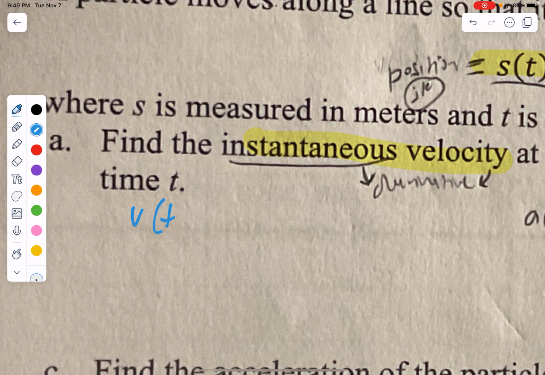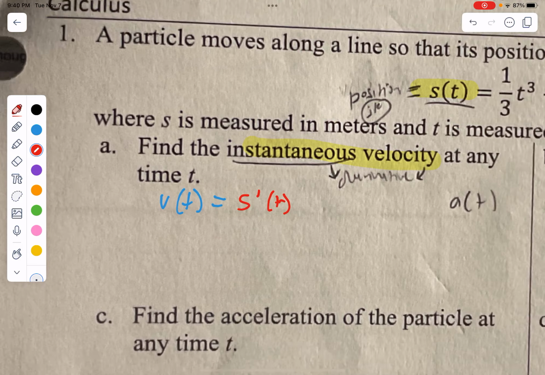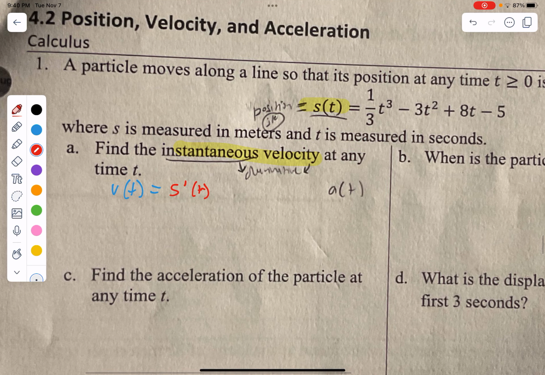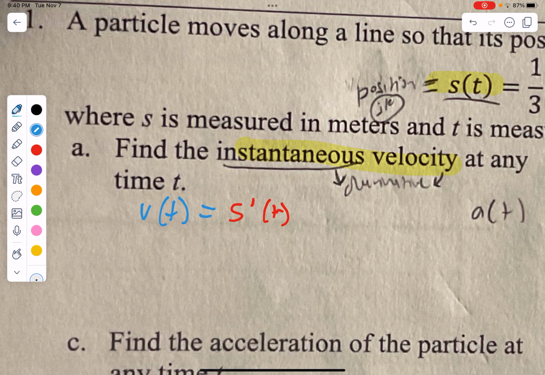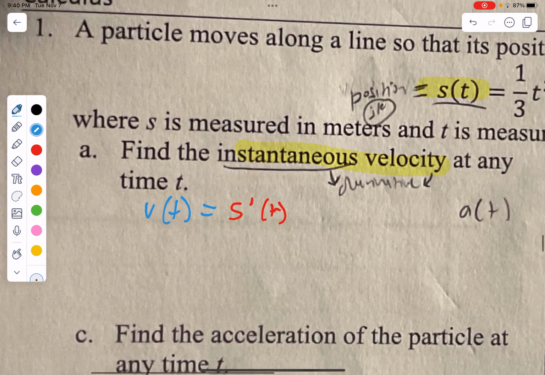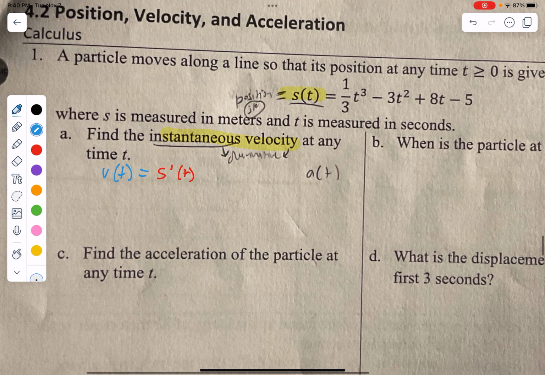V of t is equal to s prime of t. So basically, we need to take the derivative of this position equation here, and that's going to be 3. So once we do that, 3/3 is just 1. So it's going to be t.